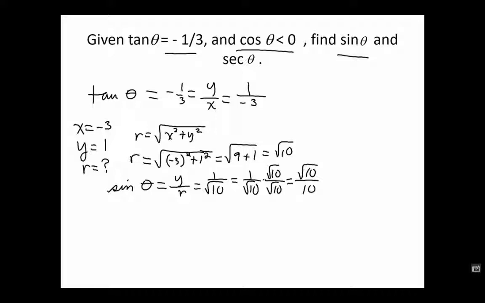And now let's find the secant of theta. The secant of theta, secant is defined to be r divided by x. R, again, is what? The square root of 10. X is a negative 3. All right? So the secant of theta is minus the square root of 10 divided by 3.